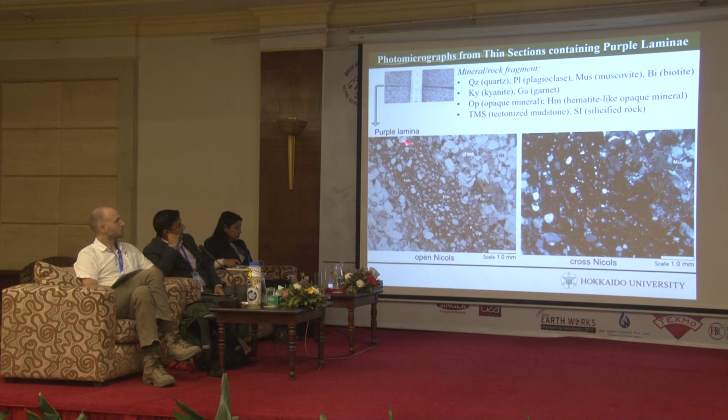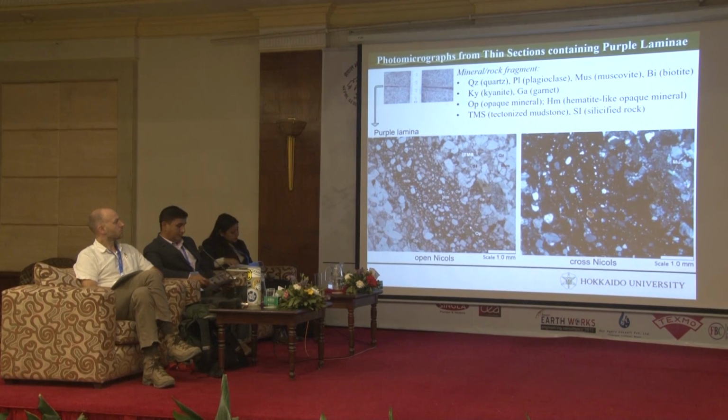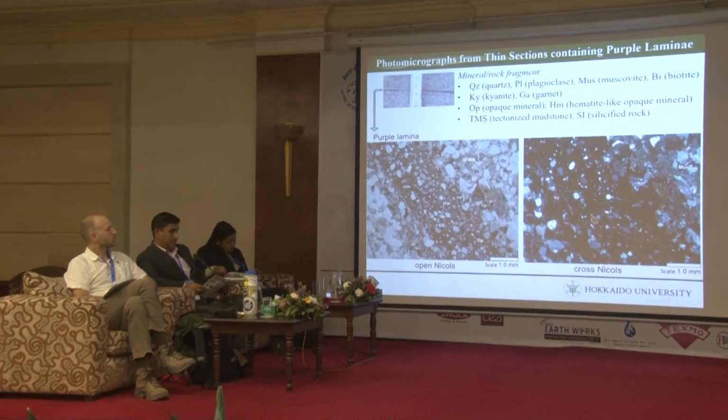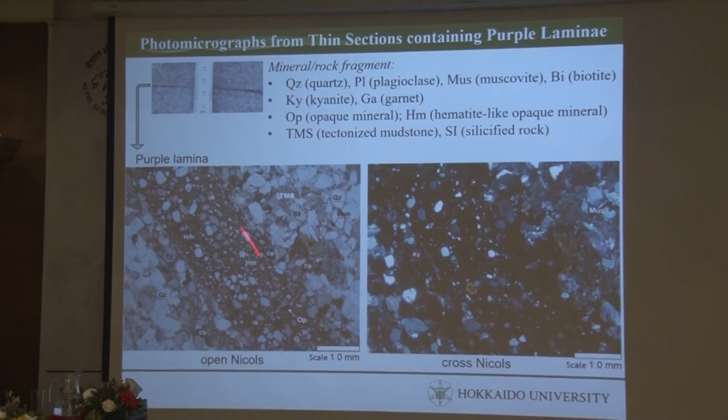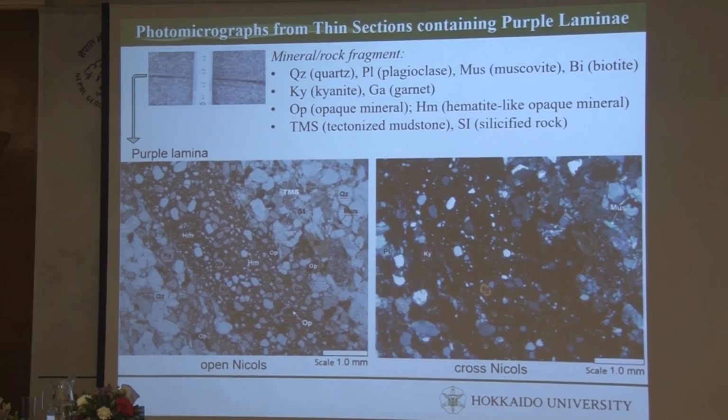Again, in the thin section, what you can see is that this purple laminate is finer in size than the host coarser sandstone, and it's rich in hematite, magnetite, opaque minerals which are quite similar to hematite, and others like garnet. Those are present here. And this is the crossed nicols and open nicols for the same purple laminate.